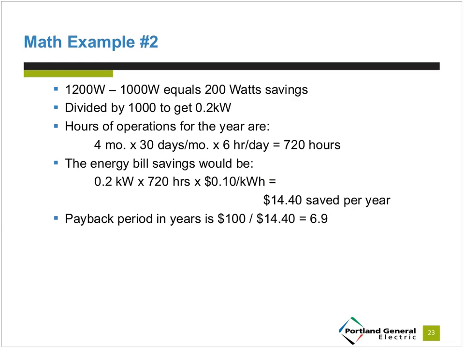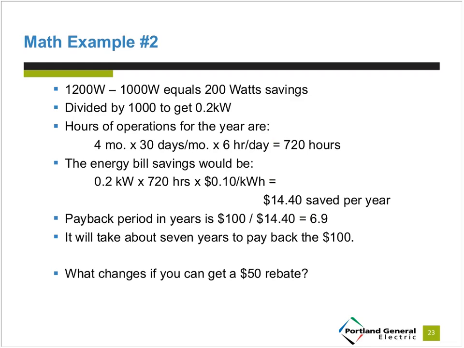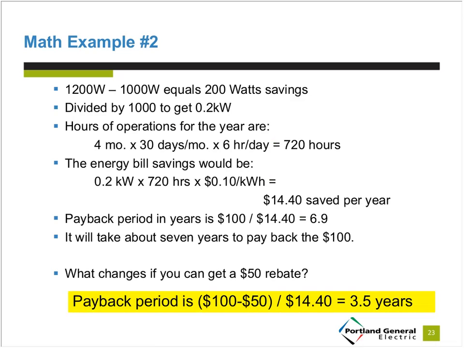One of the things you can look for is incentives. If you get a $50 rebate, let's look at what it changes on the payback period. Payback period is now $100 minus the 50 divided by 14.40. I just changed the payback period to 3.5 years.